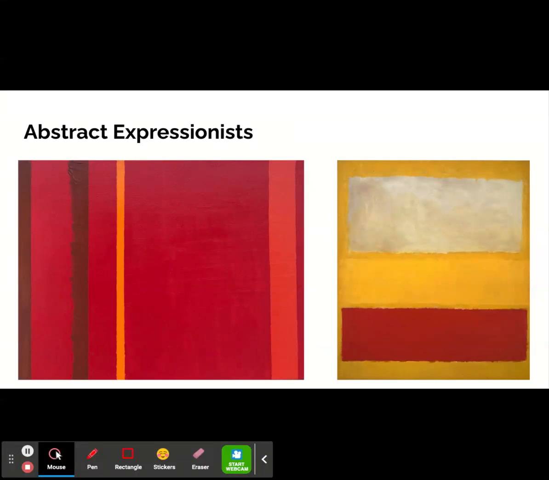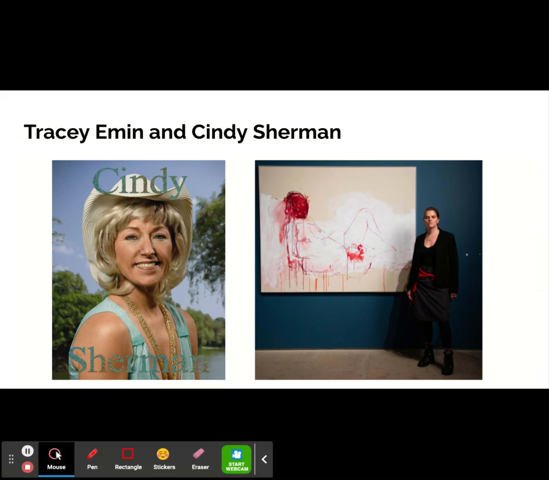Moving away from representational work, we studied artists that were part of the abstract expressionist movement, such as Barnett Newman, Mark Rothko, Jackson Pollock, and Helen Frankenthaler. These artists were characterized by their abstract forms and their focus on color and brushstrokes. The paint was their subject.